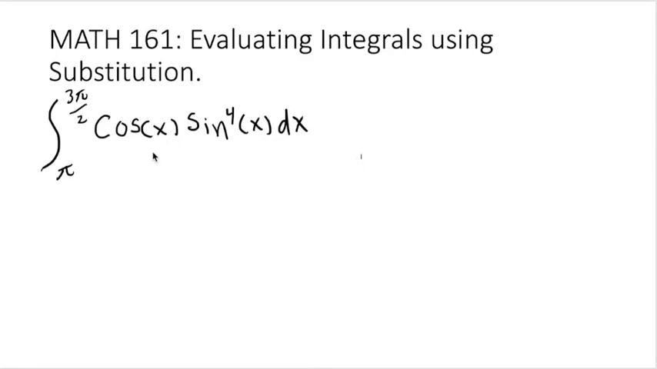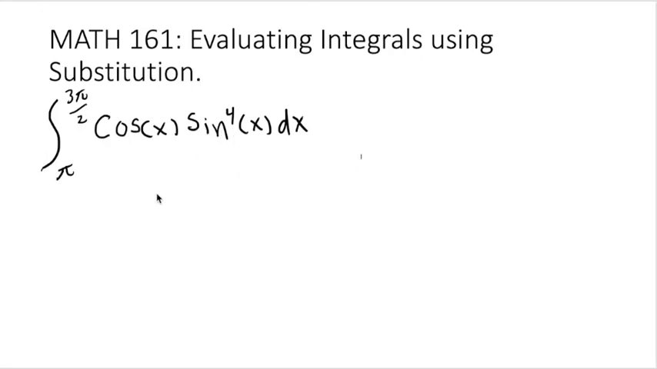My name is Amanda, and today we're going to be looking at Calculus 1, Math 161, evaluating integrals using substitution. This time we're going to look at examples that involve trigonometric functions and how you deal with those in order to do a u-substitution. When looking at an example like this one, from pi to 3 pi over 2 of cosine x times sine to the 4th x dx, it looks kind of intimidating to do. But through a u-sub, you can make it so it's not as scary looking.